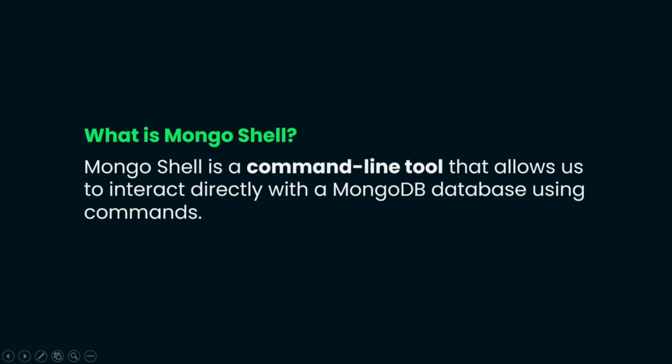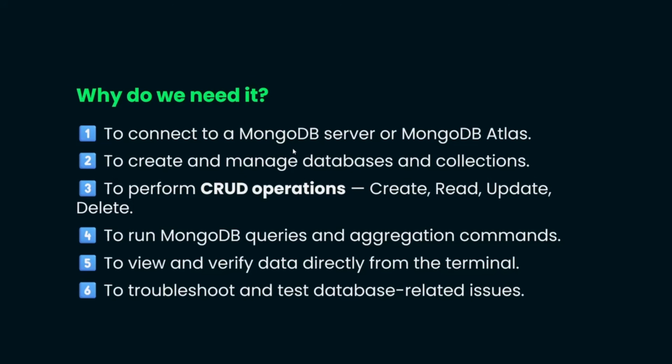So, Mongo Shell is a command line tool that allows us to interact directly with a MongoDB database using commands. And we can use Mongo Shell to perform different tasks. For example, we can connect to a MongoDB server installed locally or to a MongoDB server hosted on cloud using Mongo Shell. We can also create and manage databases and collections directly from Mongo Shell, and we can also perform CRUD operations. We can run MongoDB queries and aggregation commands directly from Mongo Shell. And we can also use Mongo Shell to view and verify data and to troubleshoot and test database related issues.